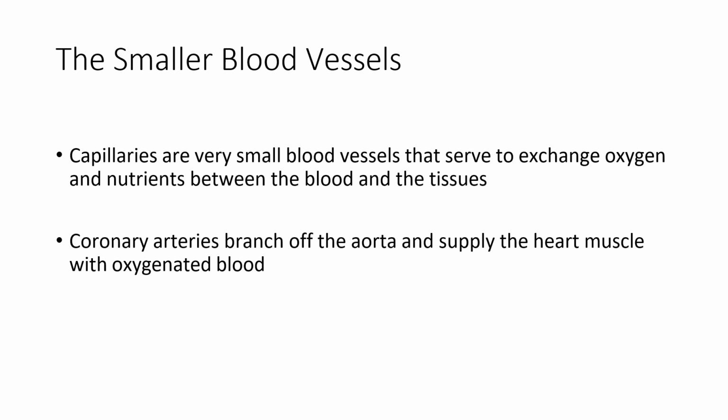And these are very small, tiny blood vessels that serve to exchange oxygen and nutrients between the blood and the tissues. Once the artery has finished its route, it then breaks into these capillaries, which extend far beyond into the different parts of your body and within the lungs, in order to really ensure that blood is getting to all areas of the body as well as the lungs. And then we have coronary arteries that branch off the aorta and supply the heart muscle with oxygenated blood.